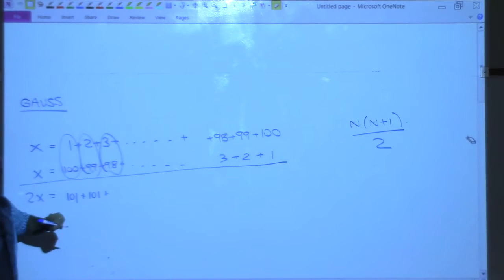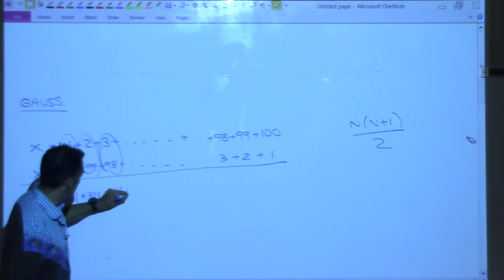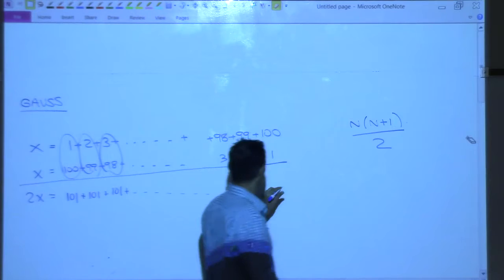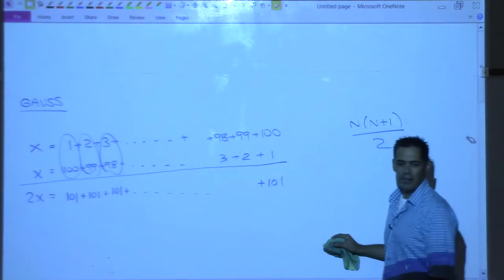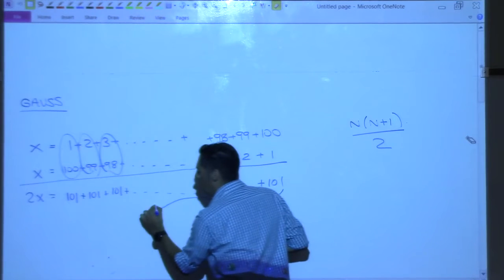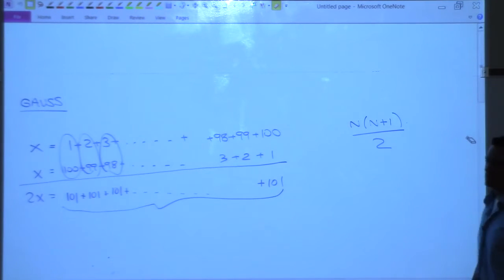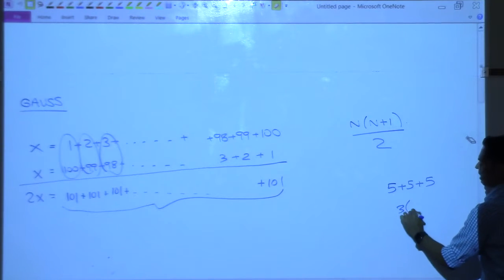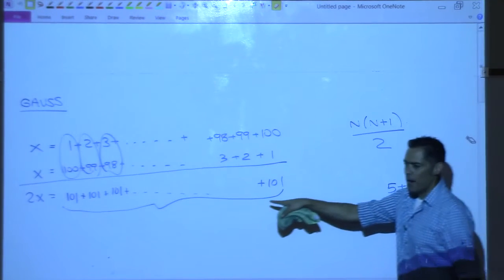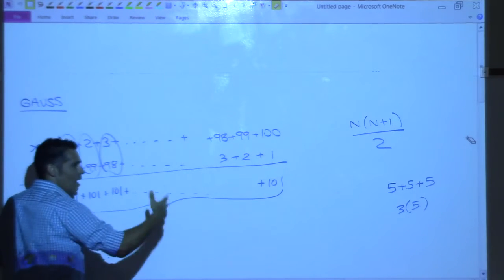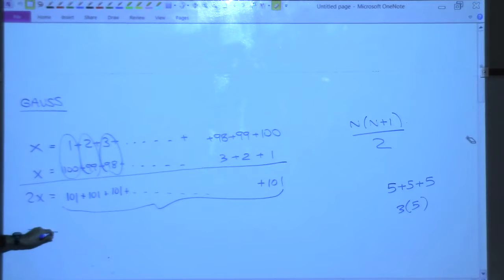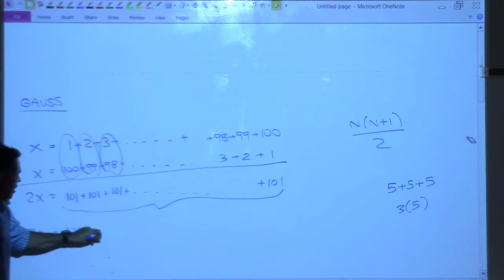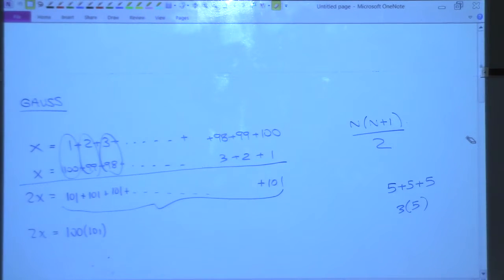What's this number? 101 again, right? Plus all the way down, these are 101s, aren't they? All the way to the very end. Agreed? Yes. How many of these are there? How many 101s are there? 100 of them, aren't there? So like when you write 5 plus 5 plus 5, a shorter way of writing that is 3 times 5, isn't it? So what's a shorter way of writing 101 added up 100 times? 100 times 101, right? Isn't that what it is?